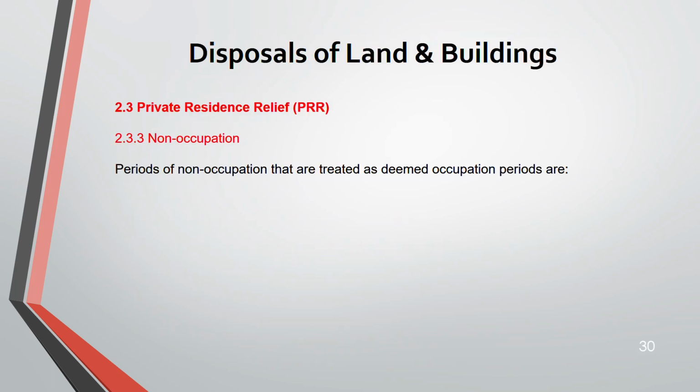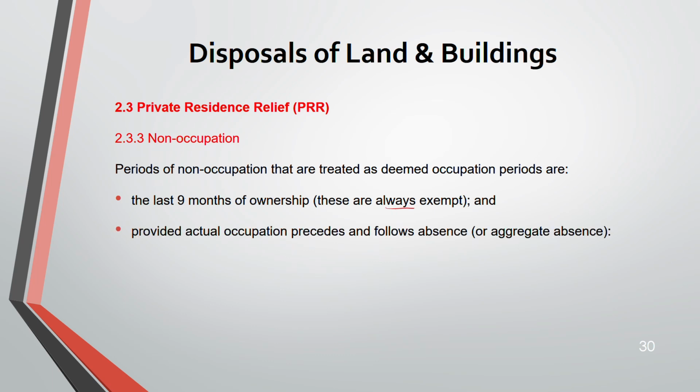Now, non-occupation, where the owner did not stay. For some occasions, your non-occupation will be treated as if you were occupying, deemed occupation. Remember these points very well. The last months of ownership are always exempt. Remember, whether you stay in the last month or not, the last months of the ownership are always exempt, provided actual occupation precedes and follows the absence or aggregate absence.